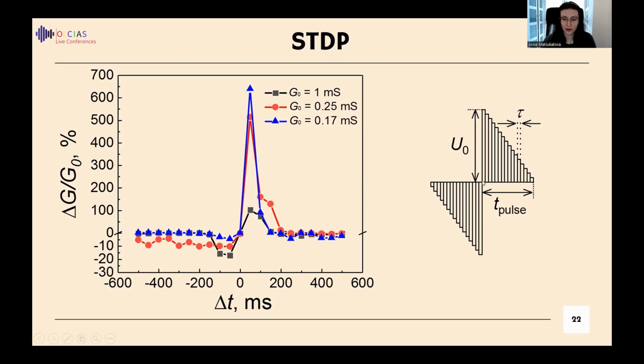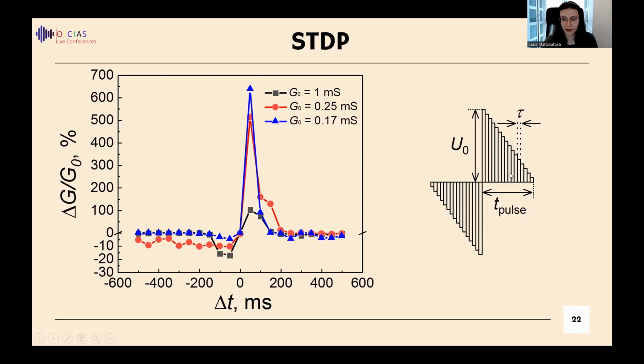We used the bi-triangle spikes. We applied presynaptic and postsynaptic spikes of the amplitude of 0.6 volts, and the duration of the spikes was 400 milliseconds. So one of the T-pulse here, it was 200 milliseconds, and all spike was 400 milliseconds.